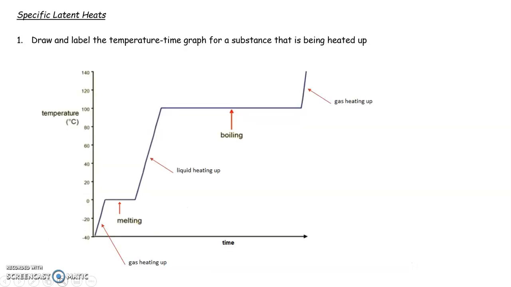So this is the temperature graph for a substance being heated up. You'll notice that it starts at a cold temperature and it gets hotter. So what you'll notice is there are steps in this. You don't just get a straight line going up, or you don't get a curve going upwards. It's a stepped process when things are heating up.